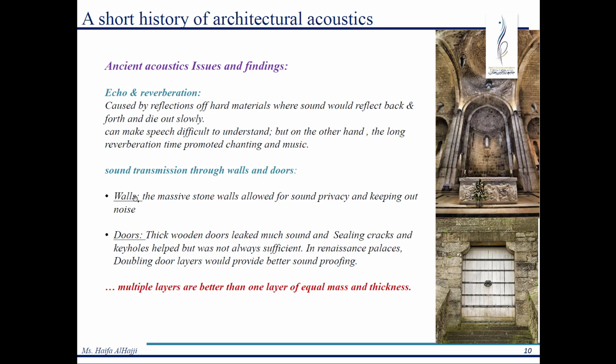Now, why did they have more than one layer instead of having one thick layer inside that door? In acoustics, if you have, for example, 10 centimeters of wood attached to 10 centimeters of wood, that would insulate more and decrease the sound transmission more than having a 20 centimeter thickness of solid wood. So they were using that strategy and technique since the ancient Greeks and Romans. As we can see here, multiple layers are better than one layer of equal mass and thickness.